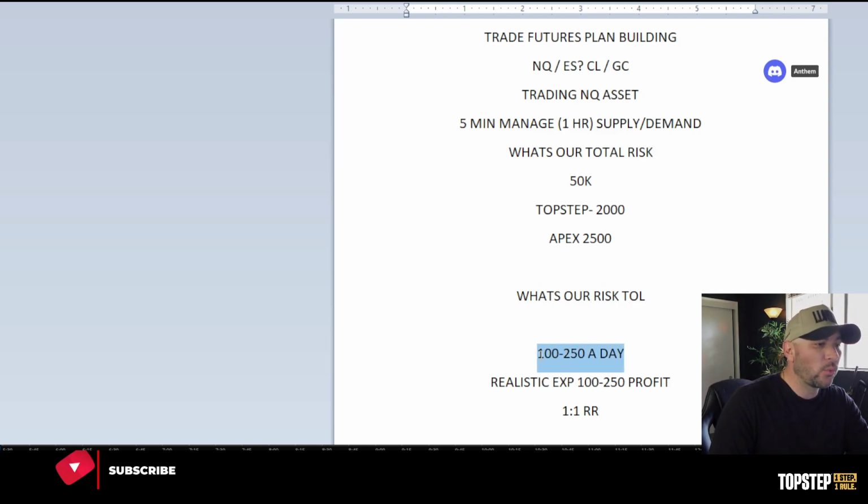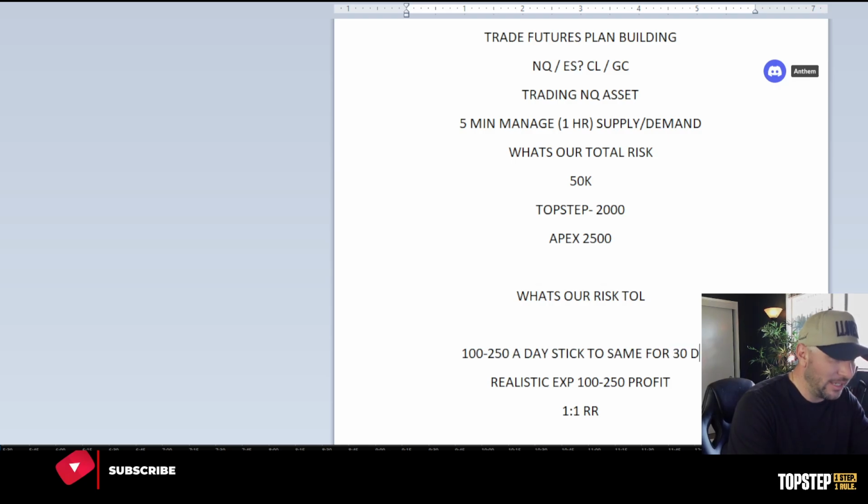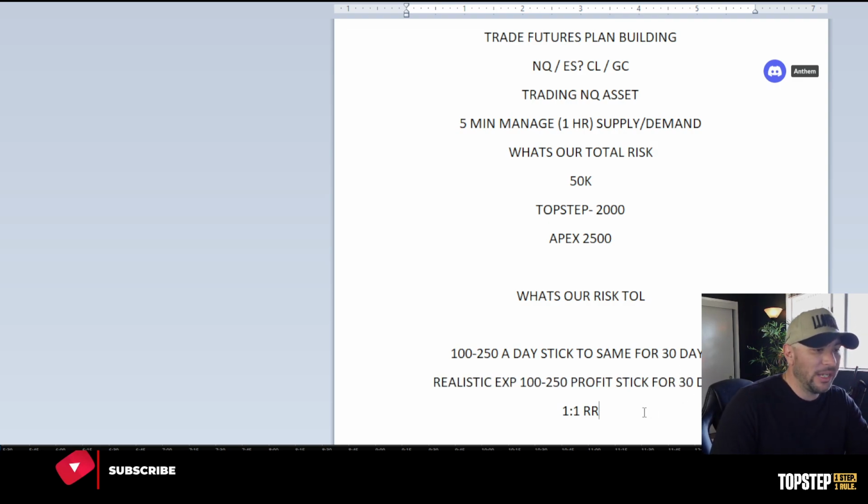If we plan on risking $100 to $250 a day, again, this is a wide gap. You need to narrow it down. Either it's $100 for you, or it's $150, or it's $200, or it's $250. Pick a number, stick to it for at least 30 days. Stick to the same risk for 30 days. Okay. The same thing with profit. Stick to it for 30 days. We're going to focus on at least a 1-to-1 risk to reward ratio.